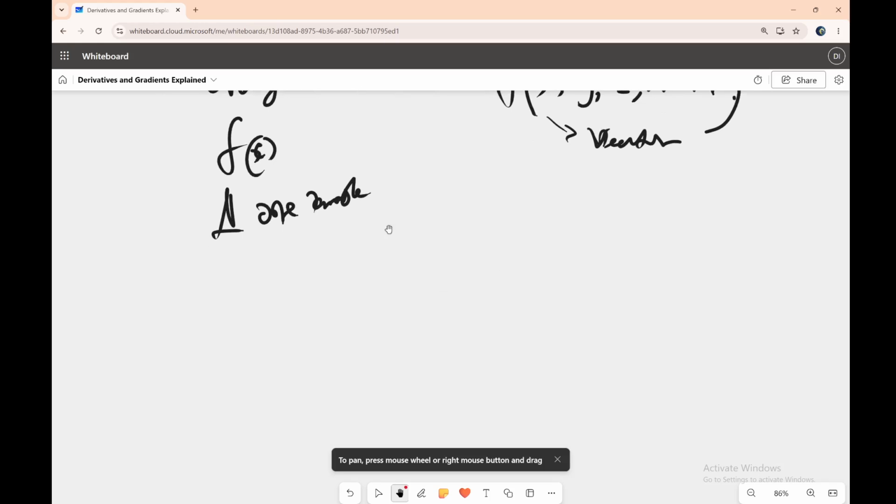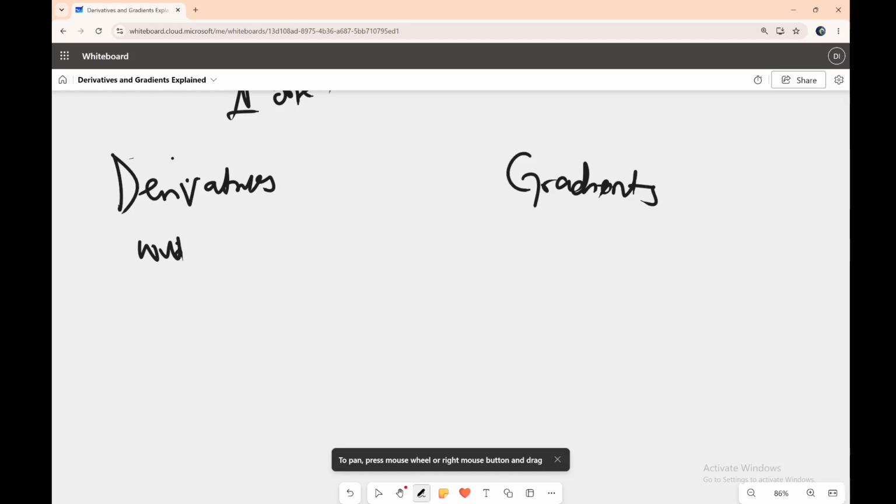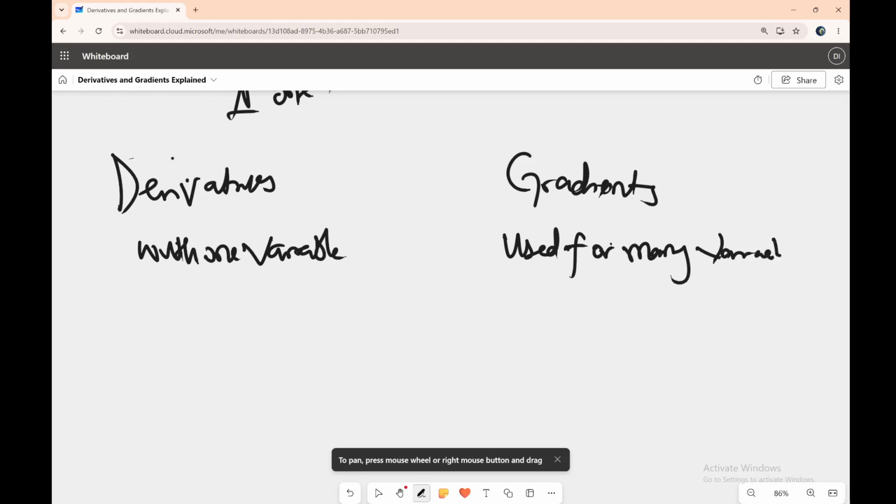All right, as is my style of teaching, I'm going to let that sink in well, and I'm going to write here: derivatives, and then I'm also going to write gradient, okay? And then let's look at this from this axis. Here is with one variable, whereas here it is used for many variables, okay? I'm going to take it easy because it's a very important term.